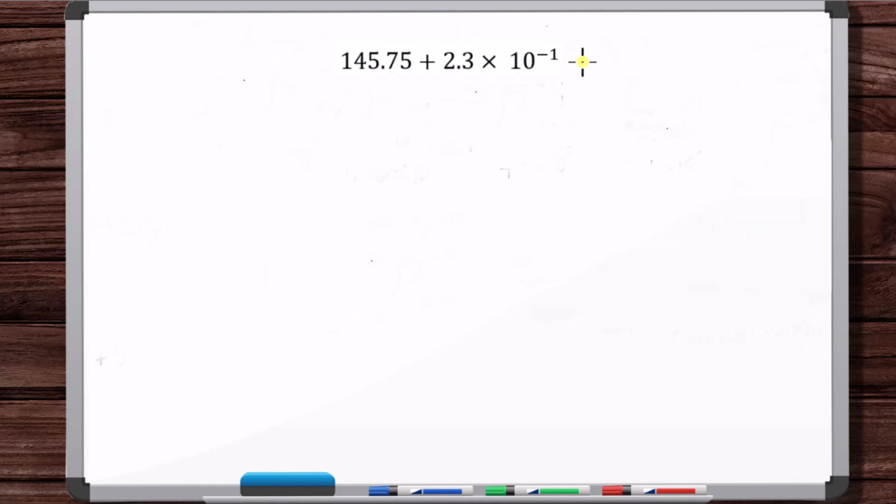Okay, so now we're going to talk about what do we do if we want to add, subtract, multiply, or divide 2 or more numbers that are in scientific notation. Okay, so here, let's put this in scientific notation, this 145.75. So we've got 1.4575 times 10 to the what? Times 10 to the 2 power, so plus.